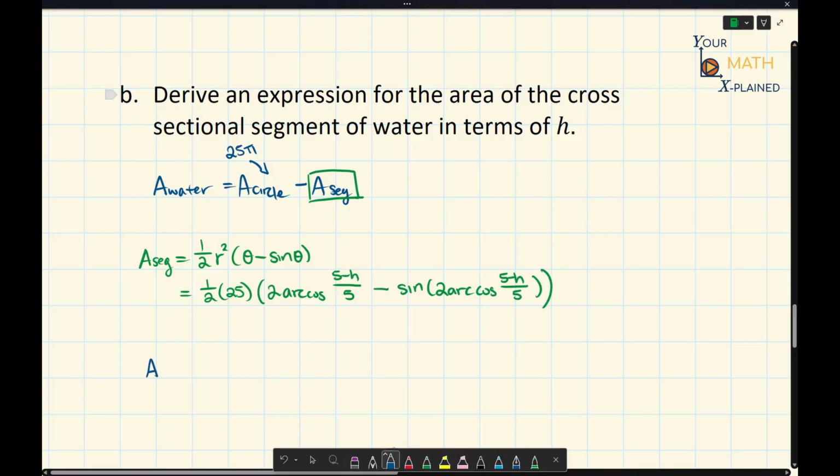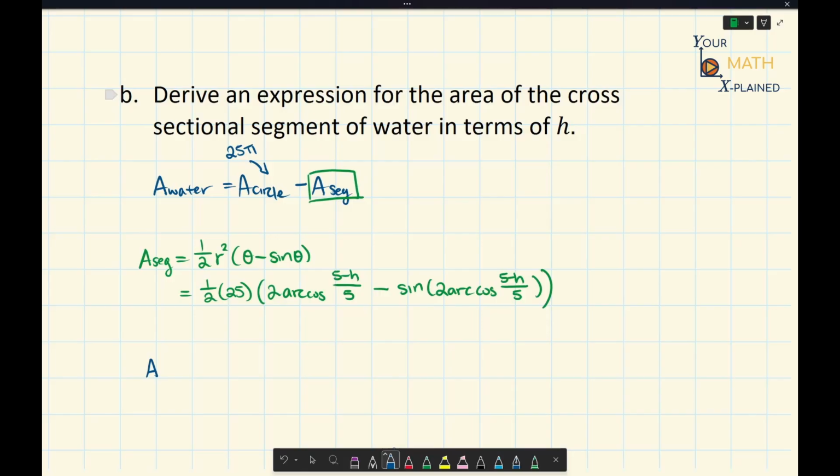So therefore, the area of the cross-sectional segment of water is going to equal 25 pi minus 25 over 2 times 2 arc cos of 5 minus h over 5 minus sine of 2 arc cos of 5 minus h over 5.